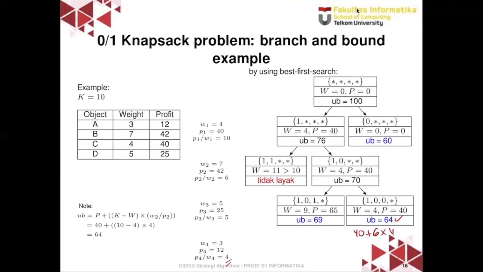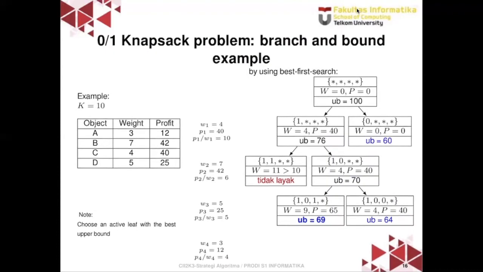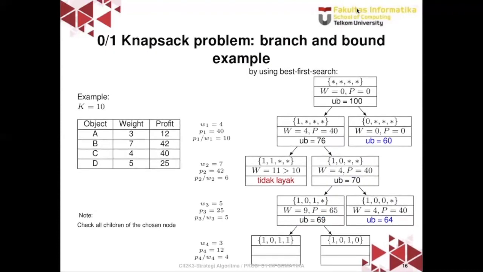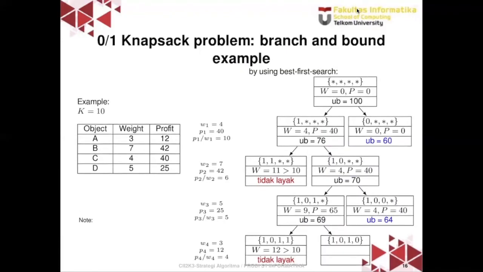Again, we check from all active leaves which one gives us the better upper bound, which is 69. So we check its children, which leads us to the final solutions 1011 and 1010. So we check the weight and the total profit. The first one gives us a non-feasible solution, and the next one gives us a total profit of 65.